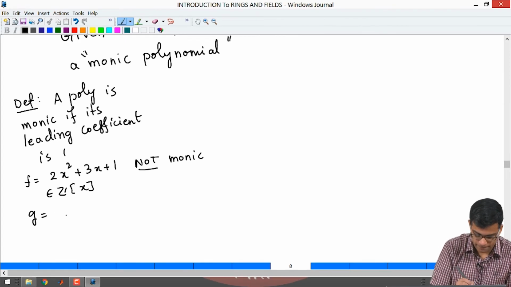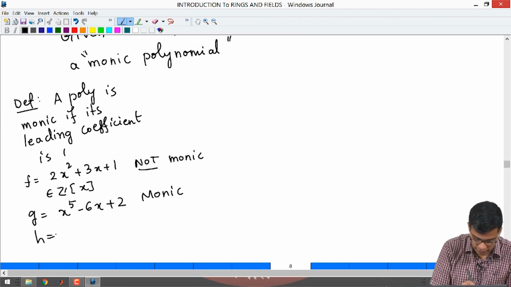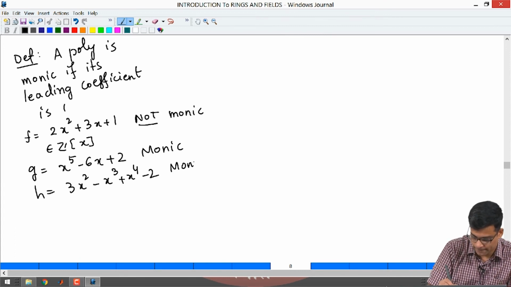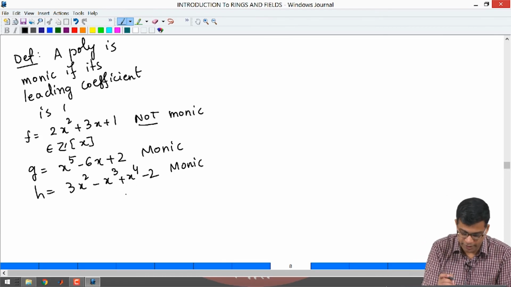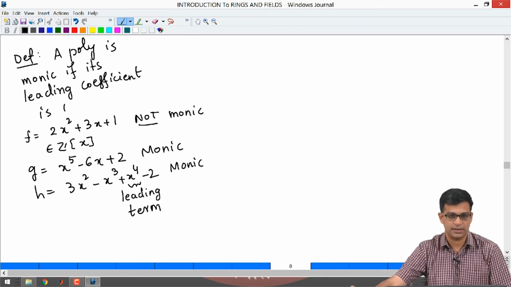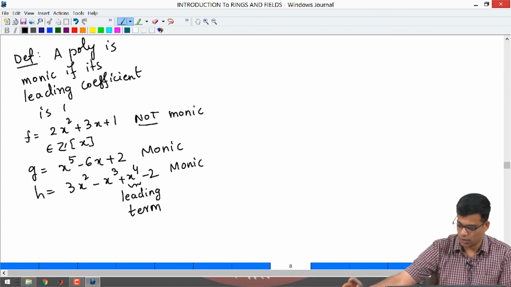On the other hand, g is x^5 - 6x + 2, which is monic. And what about h? h is 3x^2 - x^3 + x^4 - 2, which is also monic, right, because even though I have not written them in the correct order, the leading term is this. Leading term is by definition the term with the largest degree. So, here the leading term is x^4 and its coefficient is 1. So, it is monic.